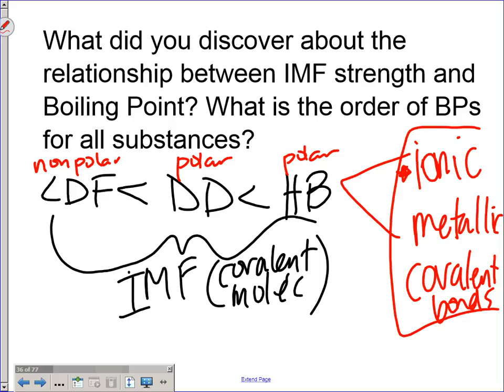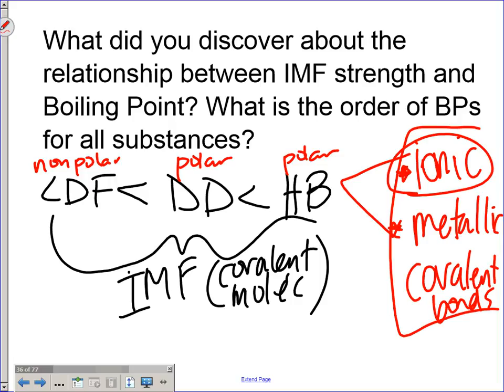Metallic is really close. It does depend on some other factors, so I'll say they're both at the top. But I'm going to say ionic overall is the strongest of all types of bonds, and covalent comparatively is weaker than those two. So this gives you a good order of operations on how to approach some of these questions.